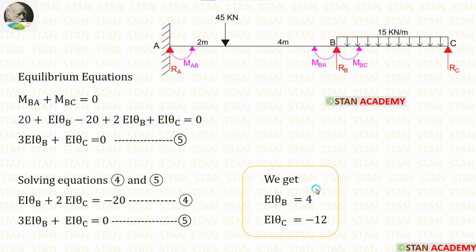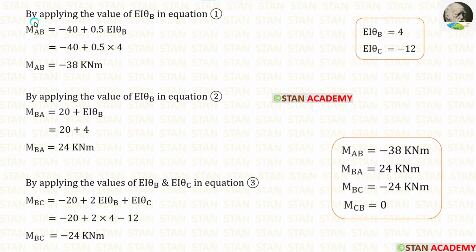I have used the calculator and found the unknowns. I am getting EA theta B is equal to 4 and EA theta C is equal to minus 12. Now let us apply these two values in the slope deflection equations and find out the final moments.